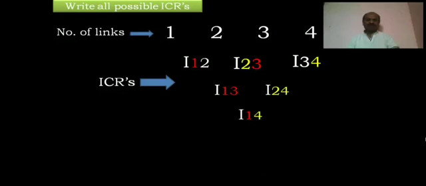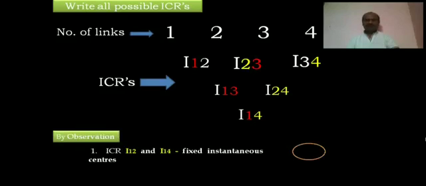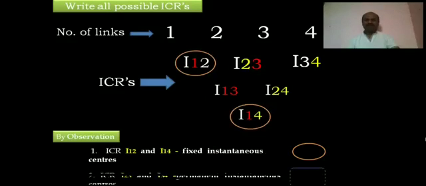Now out of these 6 ICRs, by observation we are going to locate the ICRs which are permanent and fixed type. So I12 and I14 are the fixed ICRs. If you are able to imagine the diagram shown in the previous slide, I12 and I14 are the fixed ICRs. So I will encircle those ICRs, I12 and I14.